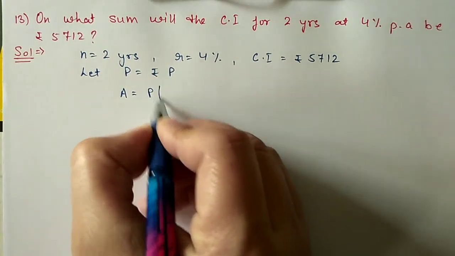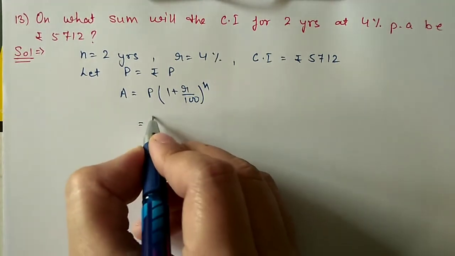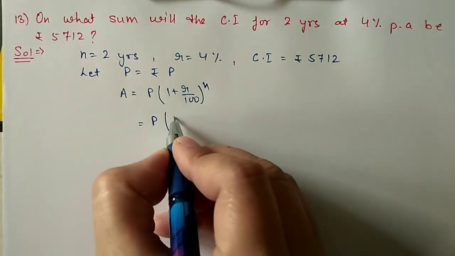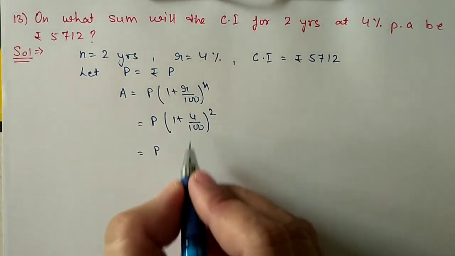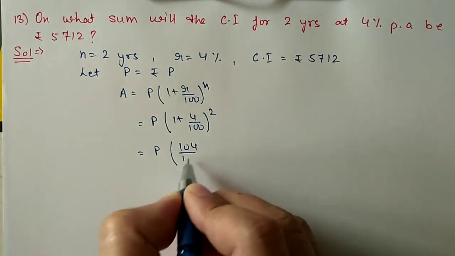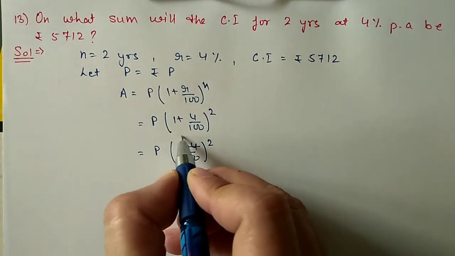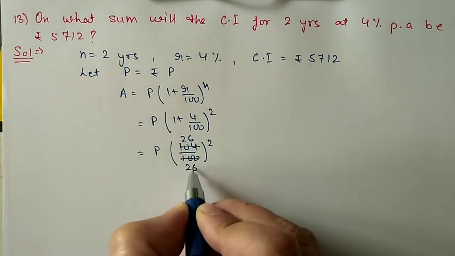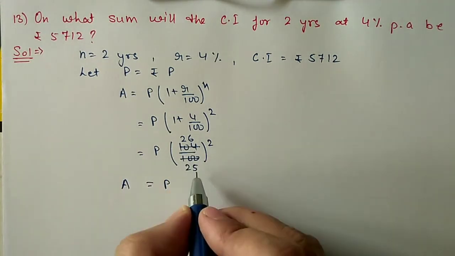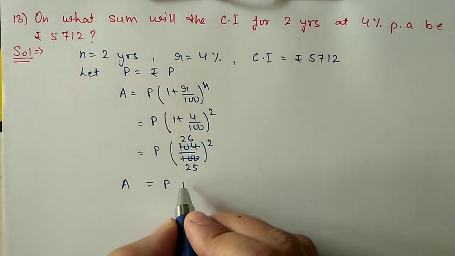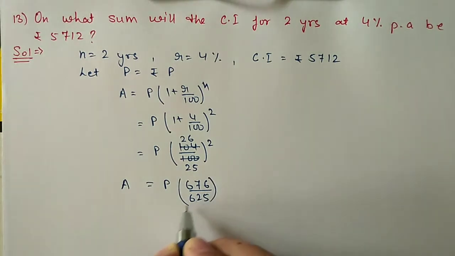A is equal to P into 1 plus R by 100 to the power n. We will keep P in place. 1 plus 4 by 100 to the power 2. Then after simplification we will get 104 by 100 to the power 2. We can cancel with the 4 table: 4 26s and 4 25s. So we have amount equal to P multiplied by 26 by 25 two times, and we will get 676 by 625. So this is the amount we got.